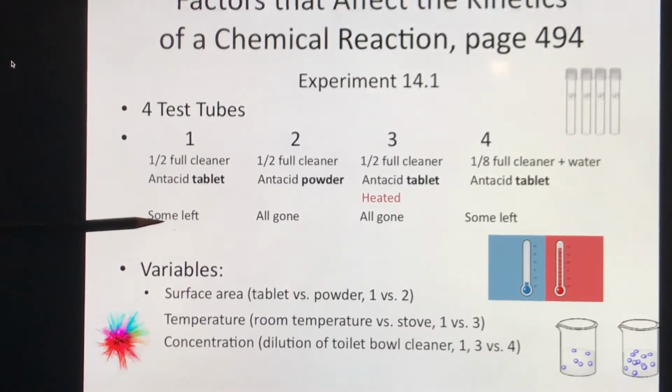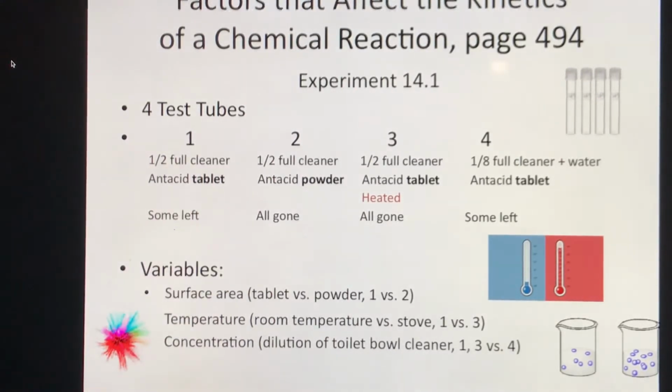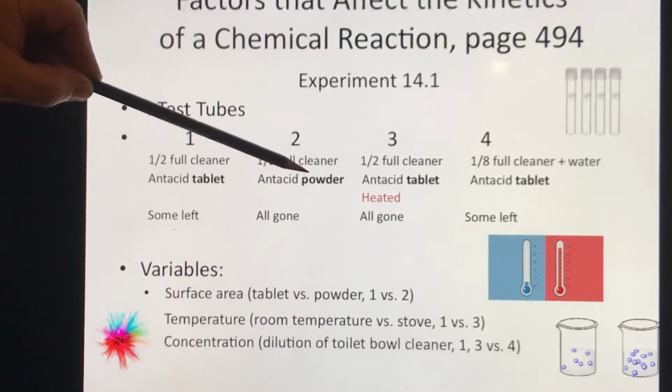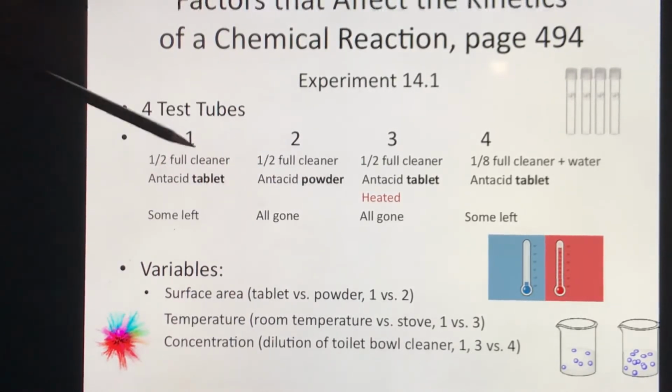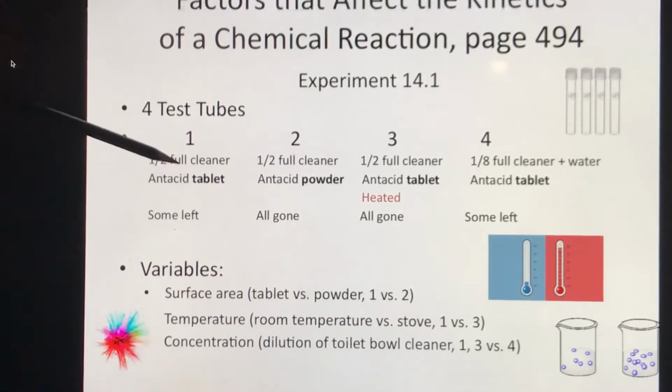And then number 4, we have a diluted version of the toilet bowl cleaner, and we add the tablet. In this row, we're looking at what would typically happen with these reactions. In 1, you'd predict some left, in 2, probably all would be gone, in 3, all would be gone, and in 4, you'd have some left. The variables set up for this reaction are known to affect chemical reactions. The first is surface area, because we're looking at a tablet form of the antacid versus a powder. Comparing these two, you would expect this reaction to be more complete than this one because of the access of the antacid to the toilet bowl cleaner.